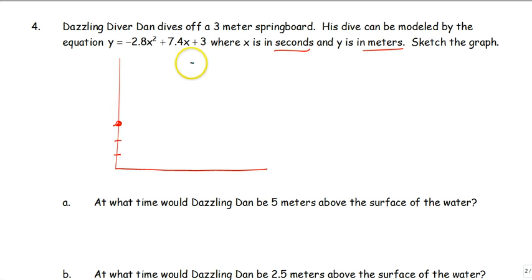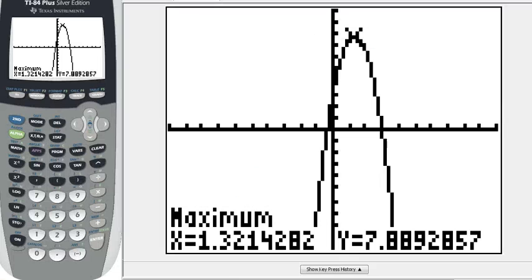Here's (0, 3). Here is the point (1.321, 7.889). And then he hits over here somewhere. Oh, I probably should have made that 1, 2, 3. There, we'll do that because that's 1.321. So I'm going to go back to my graph to look at where he hits.